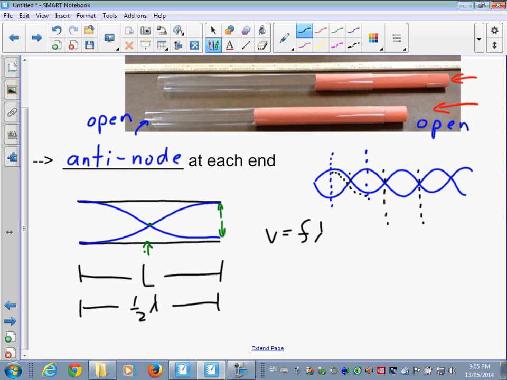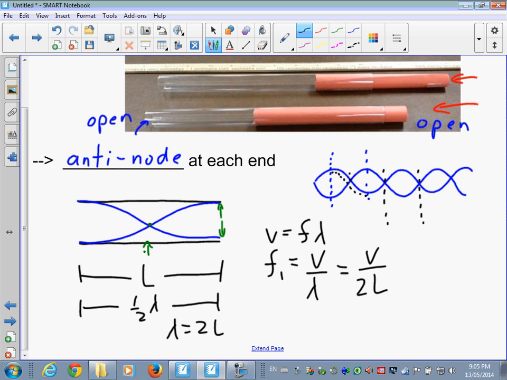V equals F times lambda. So the fundamental frequency, F1, is equal to the speed of the wave, which is the speed of sound in air at that temperature, divided by lambda. We can see from here that lambda is equal to 2L, so we get the same type of formula that we had with strings, where the frequency is V over 2L.